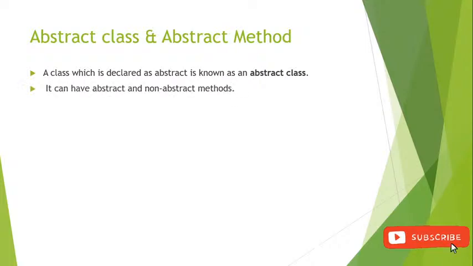Now we will see that it can have abstract and non-abstract methods also. So what is meant by an abstract method and a non-abstract method? The method which is declared with the abstract keyword and which doesn't have any body is known as an abstract method. And non-abstract methods are the methods that we have been using till now, without the abstract keyword, means the simple methods.